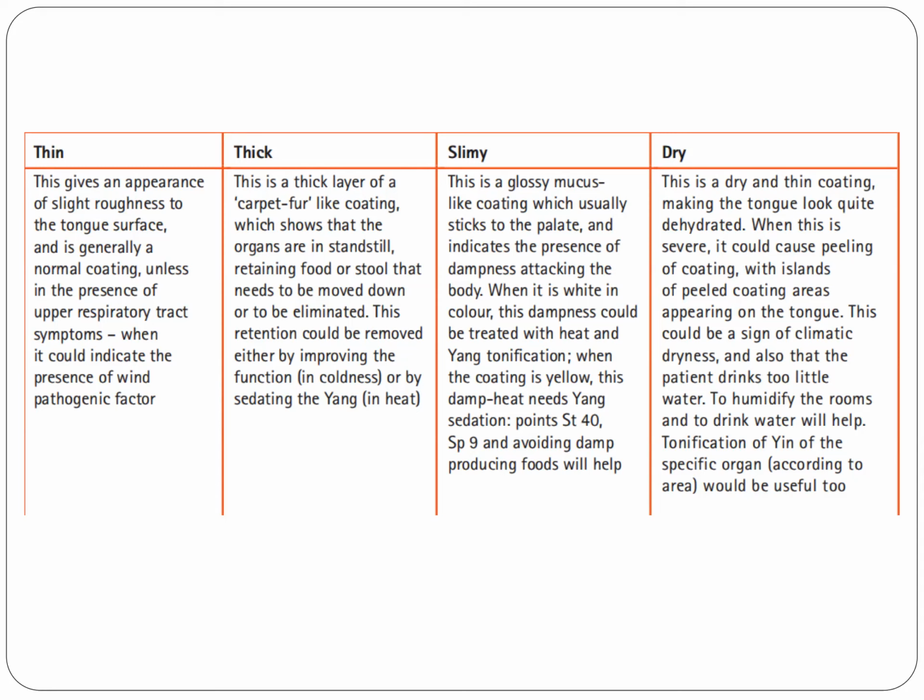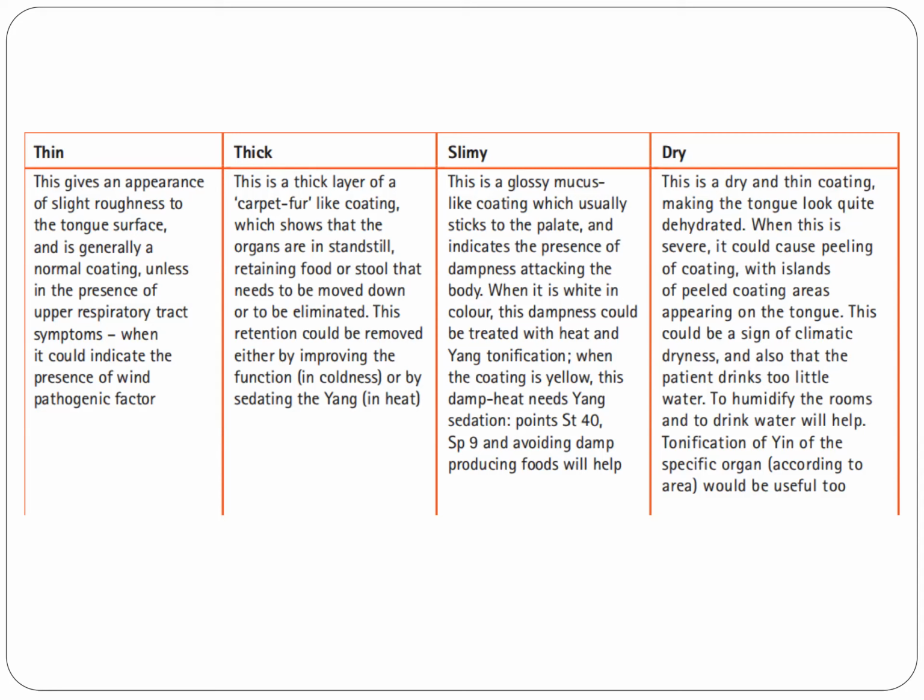Next is thick tongue coating. This is a thick layer of carpet floor-like coating, which shows that the organs are in standstill, retaining food or stool that needs to be moved down or to be eliminated. This retention can be removed either by improving the function in coldness, or by sedating the yang in heat.